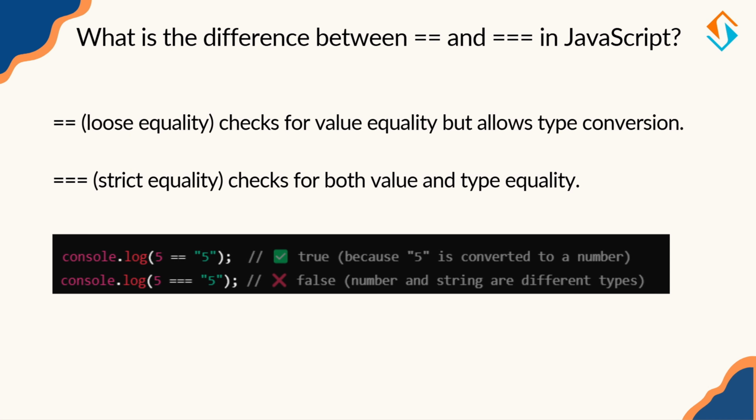Next question is, what is the difference between == and === in JavaScript? This question trips up many beginners. Double equals checks only values and allows type coercion, automatic type conversion. And triple equals checks both values and data types, ensuring strict comparison. So always use triple equals for strict comparisons.